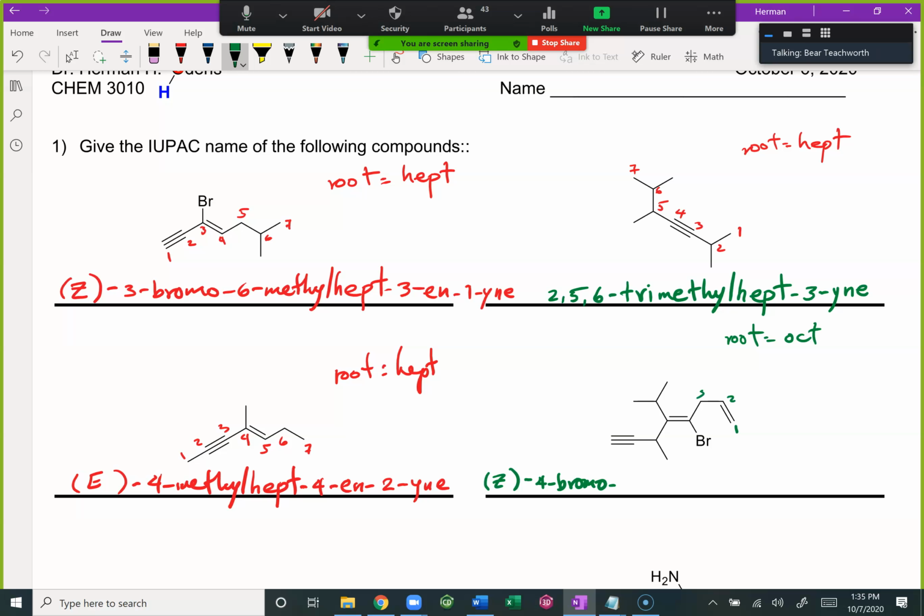1, 2, 3, 4 bromo, 5, 6, 7, and 8. Okay. What's on 5? You have on 5 and 6 substituents. Isopropyl. Yeah, 5 isopropyl. I might have that part wrong. No, you got it right. 5 isopropyl. Oh, okay. You got it. 6 methyl. 6 methyl. Oct.